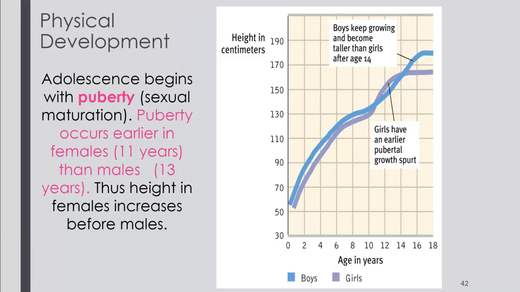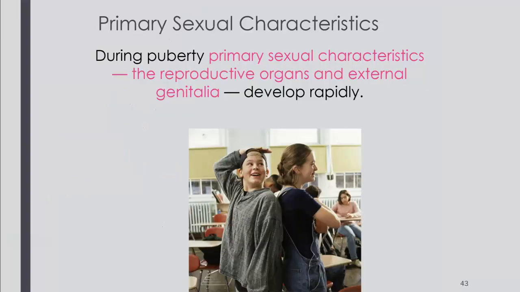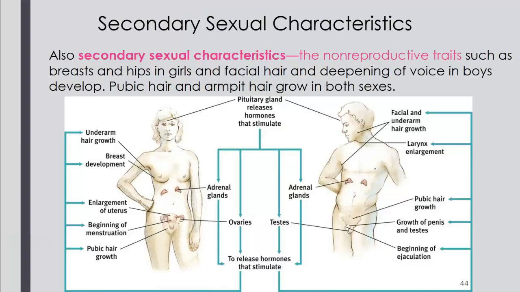Moving on into older stages of physical development, puberty occurs earlier in females, and then males usually a couple years later. However, the growth spurts often are stronger in males, so girls may get taller first, but then the boys catch up and usually get taller. Other things that happen, primary sexual characteristics are the reproductive organs and the external genitalia. Secondary sex characteristics are anything that aren't part of the reproductive traits. So the deepening of the voice, the development of breasts and hips, pubic hair, and other kinds of hormonal changes.